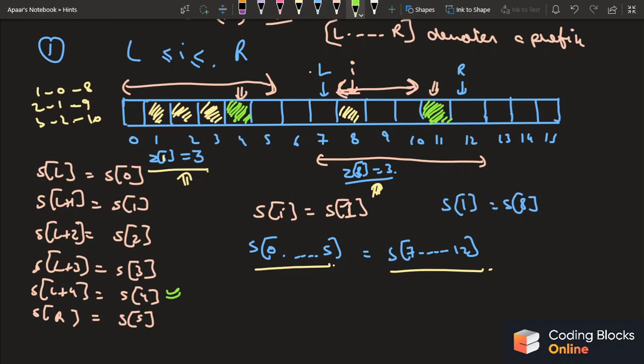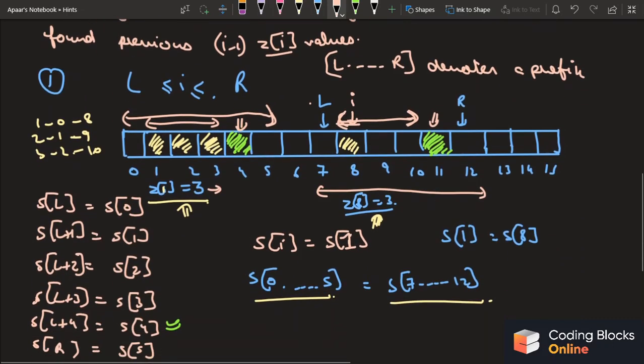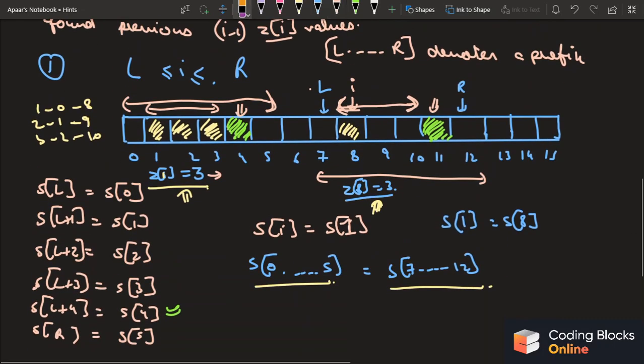If these both are equal, then it simply means one thing: if Zi is 3, that means only this 3 length prefix matched, because I am already assuming that I have correctly found out the previous Zi values, right? Let's say Z1 was 4. What does this 4 mean? That yes, 4 length of substring was also the prefix of string S. Then guys, Z8 should also be equal to 4.